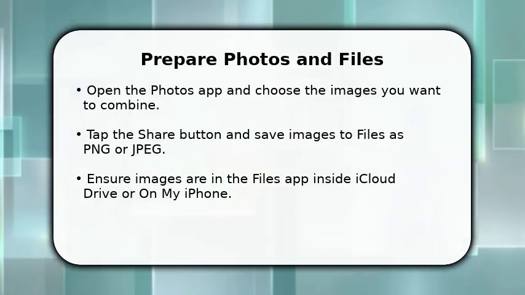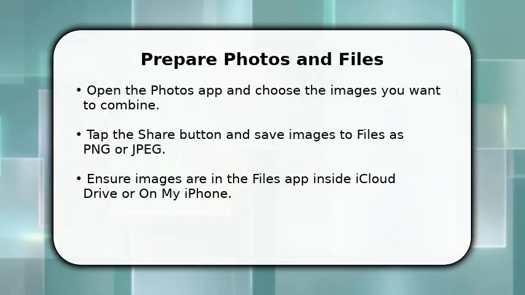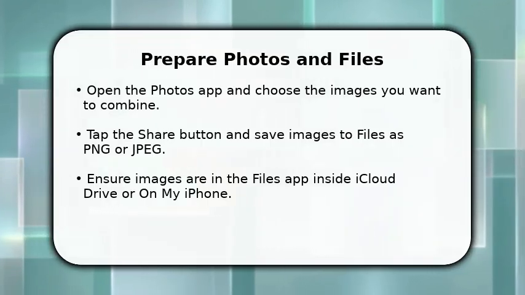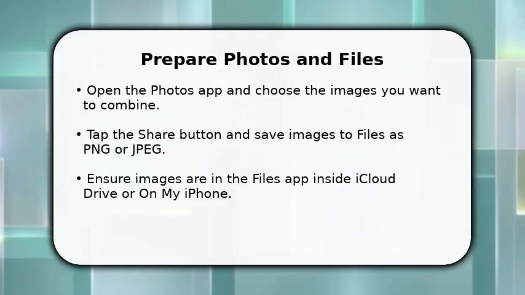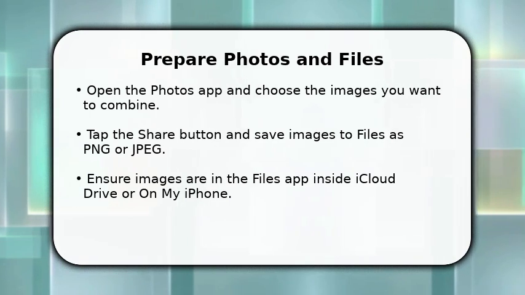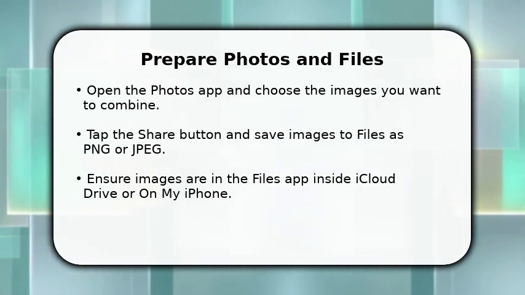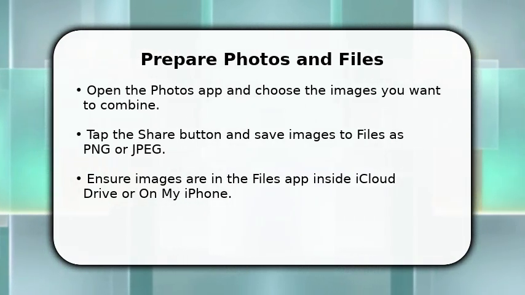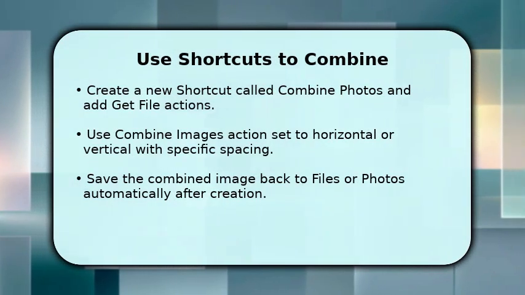Make sure images are in the same folder and sorted in the order you want them combined. Close Photos and open the Files app to continue. Open the Shortcuts app and create a new shortcut named Combine Photos. Add Get File and select the folder where your images are stored.